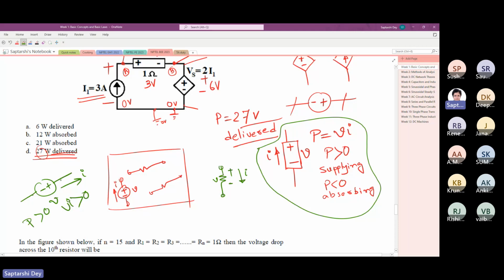It's all about how you assume the direction. What I wrote here, if Vi is positive, it is supplying power. This is true only if you draw the voltage and current like this. Okay, is it clear? Yes, sir, clear.